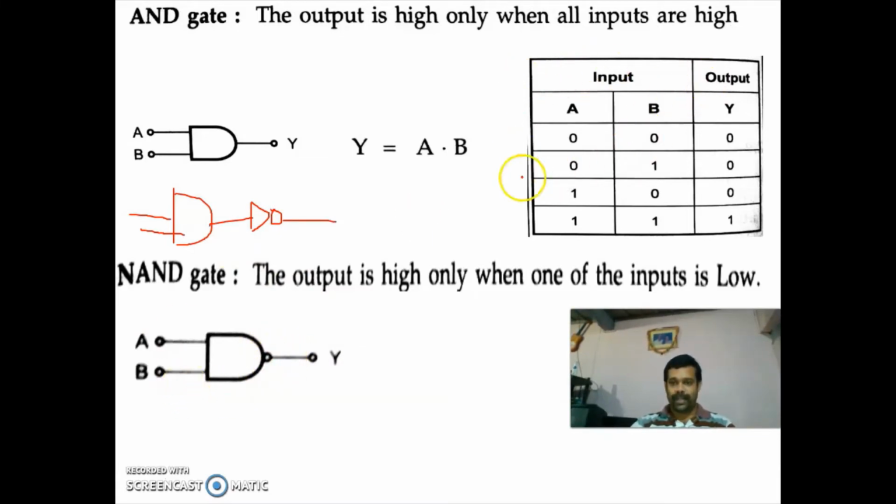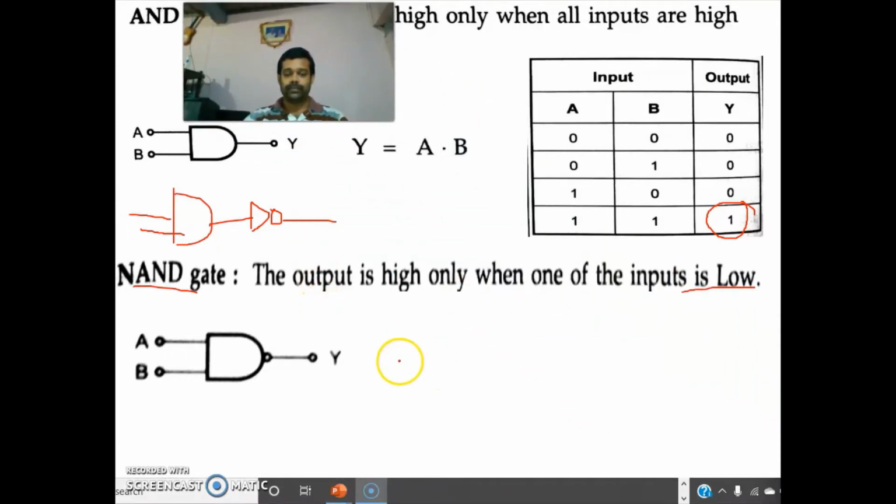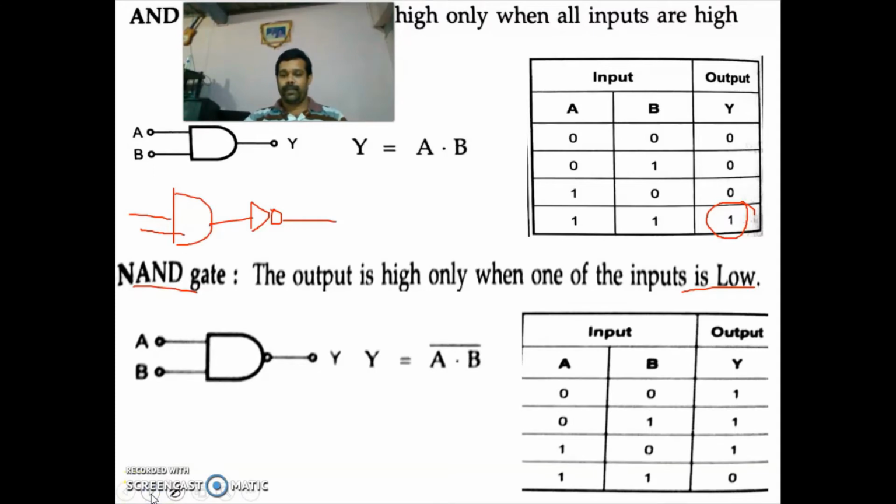Now this is the truth table of your AND gate. In an AND gate, the output will be high only if all the inputs are high. But in a NAND gate, the output is high when any one of the inputs is low. So you check that truth table: in a NAND gate, the output is high if any one of the inputs is low.